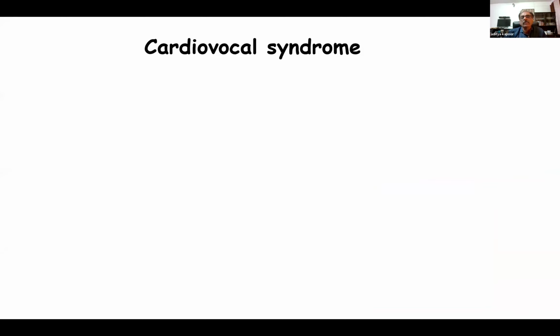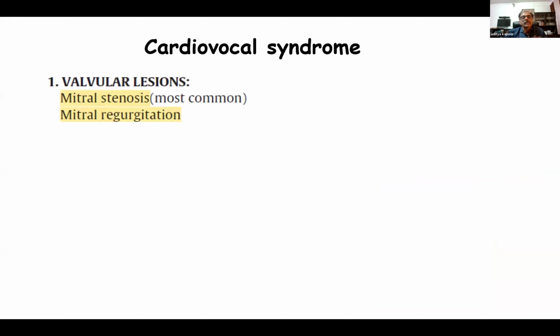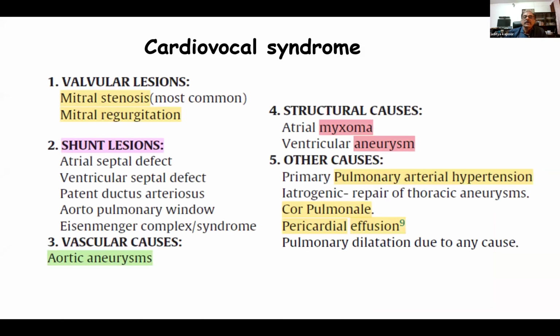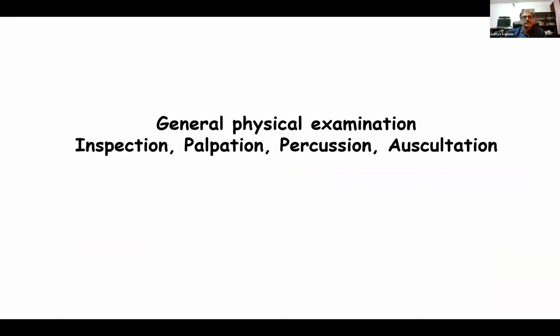Briefly, again, cardiovocal or the Ortner syndrome, be aware that valvular lesions are an important cause. Shunt lesions are an important cause. Madam had told us that when the atria dilates, usually in shunt lesions, aneurysms, myxomas, and any cause of severe pulmonary artery hypertension, these are all causes of Ortner's or cardiovocal syndrome.